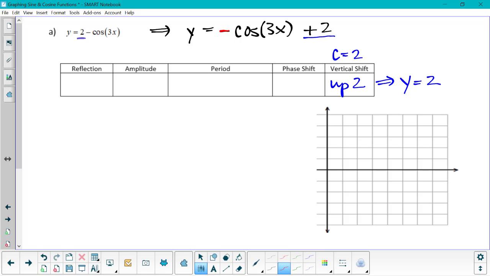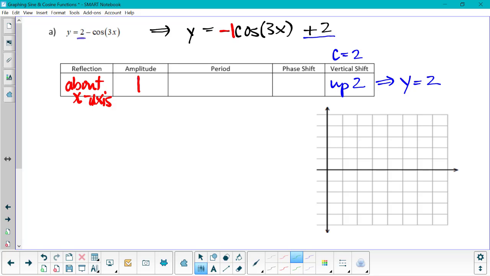All right, what else is going on here? Well, this negative out front is attached to a 1, so we know a is negative 1. Because it's negative, we know we are going to reflect about the x-axis. So cosine is going to be reflected. And the amplitude is 1. Every sine and cosine graph has an amplitude. It's 1. If it's a vertical stretch, then it's changed, but this one has not been stretched.